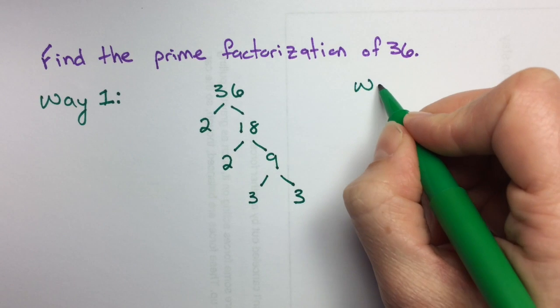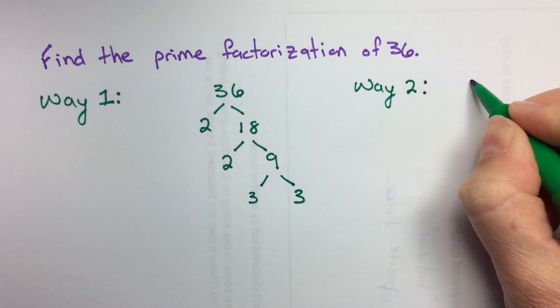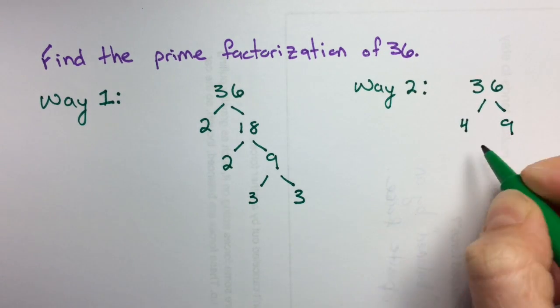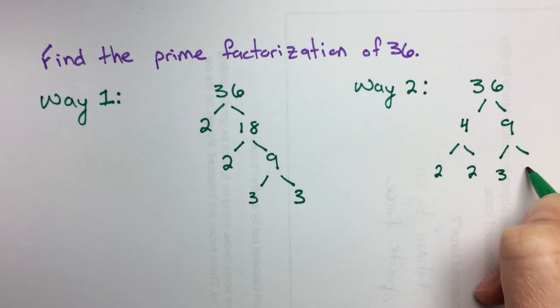This time, I'm going to use the fact that 36 factors into 4 and 9, which I might know from my 4 times table or my 9 times table. Then I'll factor 4 into 2 and 2 and 9 into 3 and 3. Notice that once again, we got 2 2's and 2 3's.